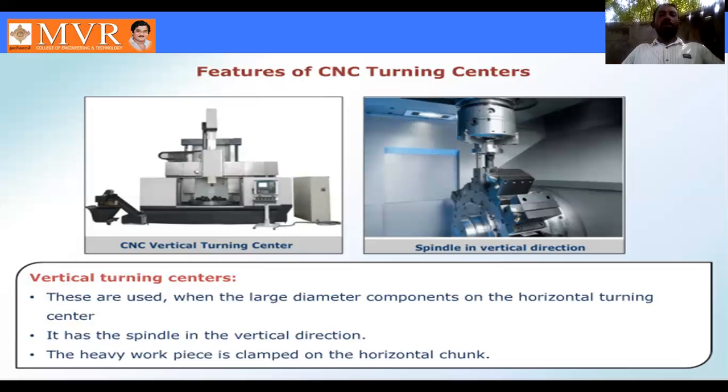These are used for large diameter components on horizontal turning centers. On these low-speed machines you can use CNC turning centers. It has the spindle in the vertical direction. The total machinery is vertical only, and the spindle is also vertical. The heavy workpiece is clamped on the horizontal chuck. This is one of the features of the vertical turning centers.